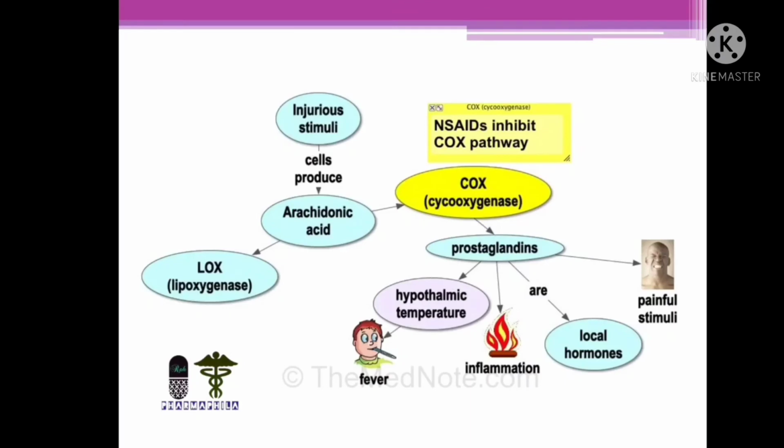So what is the purpose of NSAIDs? NSAIDs inhibit the COX pathway. When there is no COX pathway, there is no PG. So ultimately it has a role in fever control. That's why it is antipyretic. It inhibits the process of inflammation. That's why it is anti-inflammatory. And obviously it stops the painful stimulus. That's why it is analgesic.